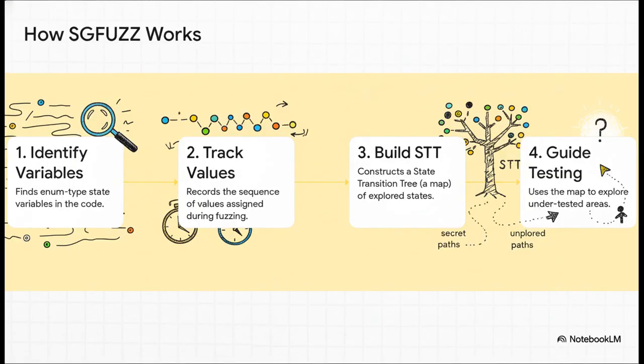So how does this thing work its magic? Well, first, it automatically finds those enum state variables in the code. Second, while it's testing the program, it just watches how the values of those enums change, tracking the exact sequence. Third, it uses that information to build something called a state transition tree. That's our live updating map. And finally, this is the really cool part. It uses that map to intelligently guide its own testing, steering itself toward unexplored paths and secret rooms.